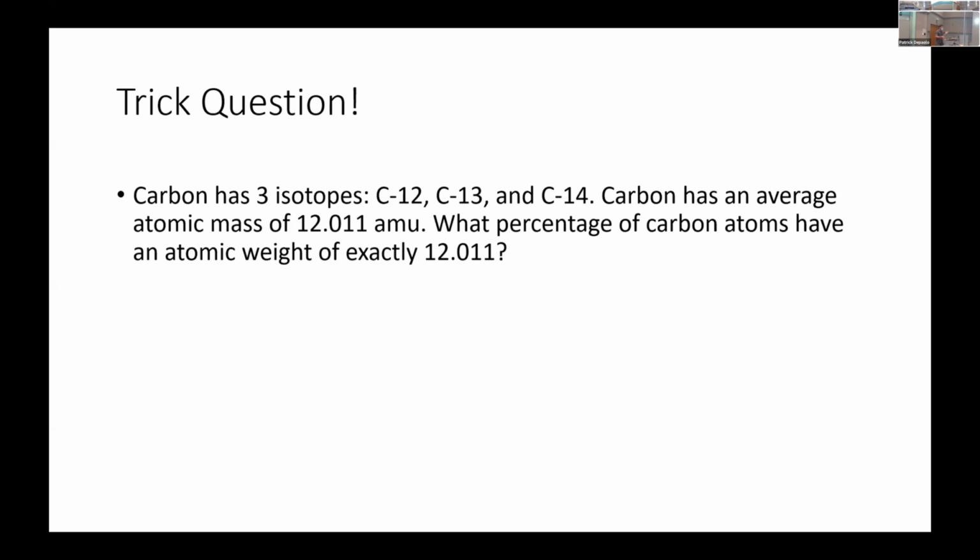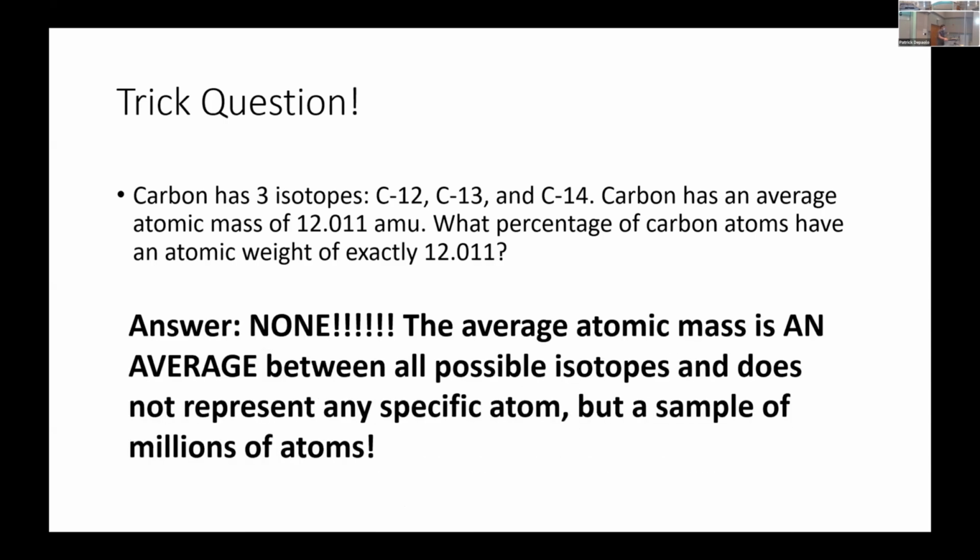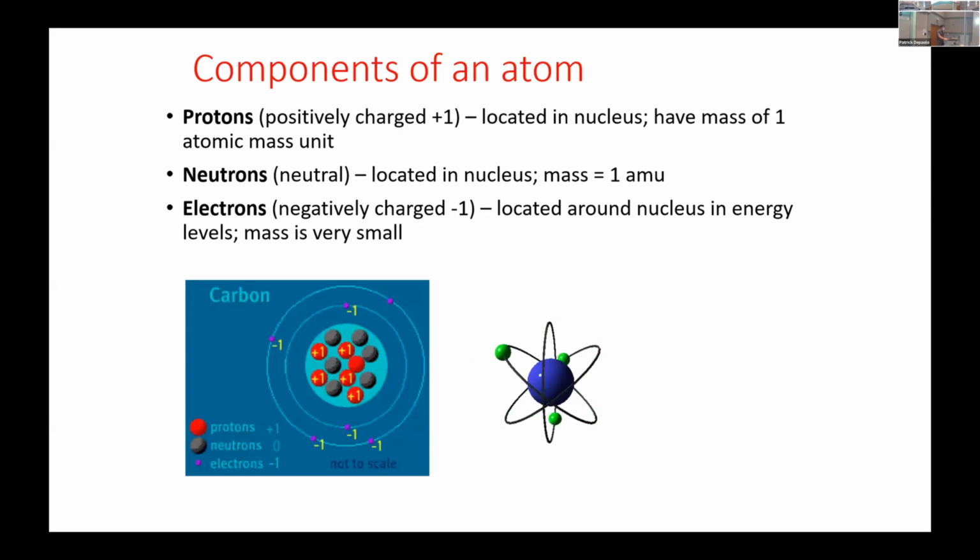So that's why we have to use the average atomic mass when we're dealing with samples in a reaction that we're using for an experiment. There are only 3 types of carbon. There's no such thing as carbon 12.011. There's carbon 12, 13, and 14. So none. Good.